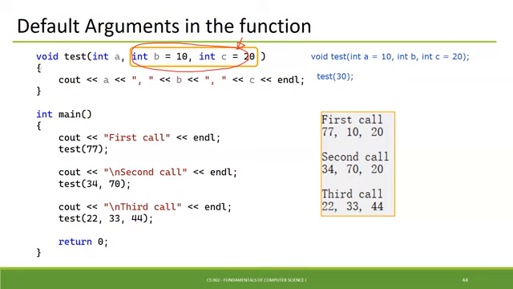So this is also not possible. If I have void test int a 10, int b 20, and int c, this is also wrong. Do you understand? So always, the default arguments should be from right to left. You should be careful with this. Any question?